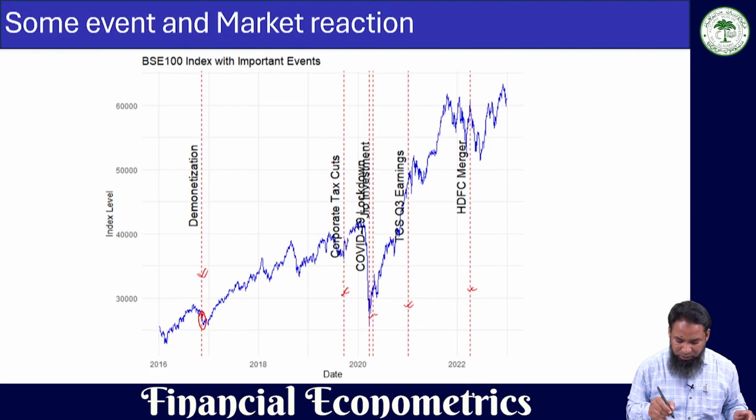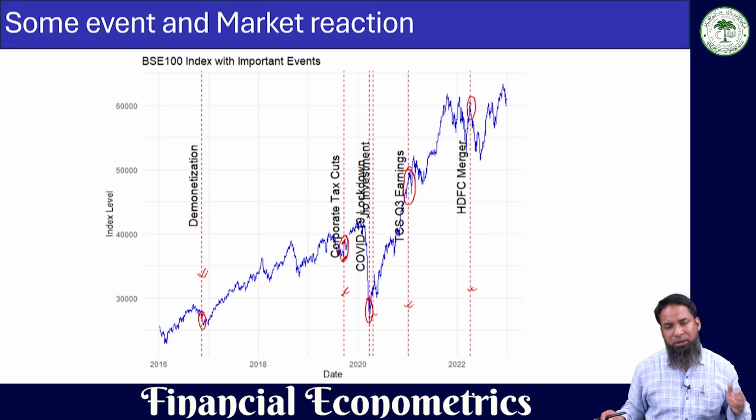Similarly, for example, the announcement of the corporate tax cut. So here we can see the jump is from here to here. So what impact does it have? Similarly, others we can see, for example, the COVID lockdown announcement or the HDFC merger here or the earnings announcement by the TCS. So these are the various events that happened and how they have affected the BSE 100, that is the price of the BSE 100, or we can say overall market performance.